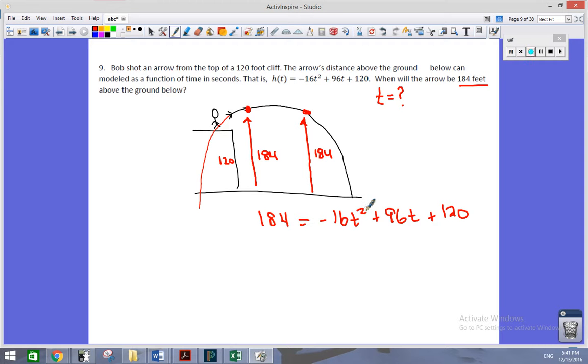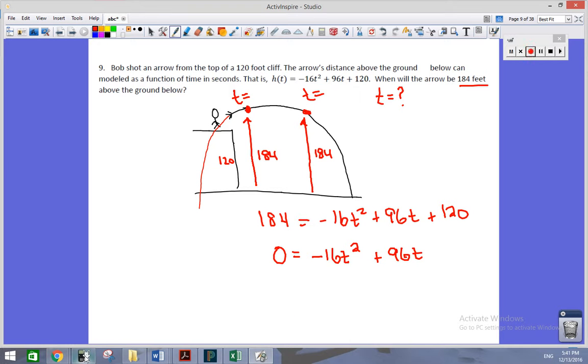So with the quadratic equation, the exponent being 2, we're expecting 2 answers. I expect that this t will be a time that's smaller than this t, and we can get this by using the quadratic formula, or maybe by factoring. Quadratic formula is probably going to be our best bet. So let's get this in standard form. Let's subtract 184 from each side.